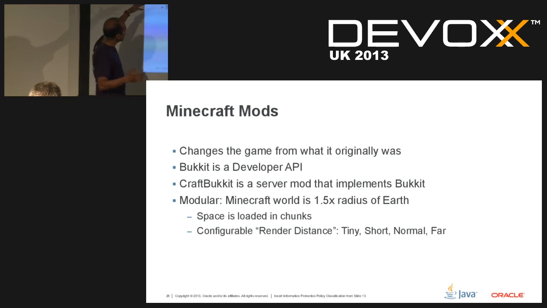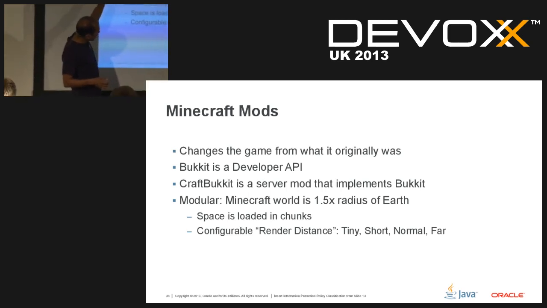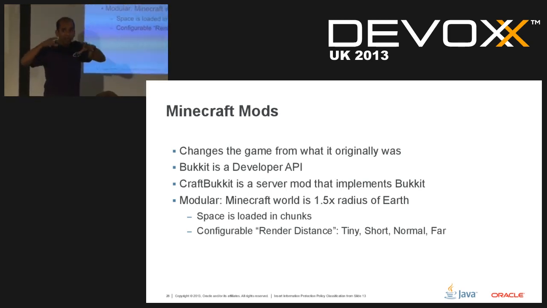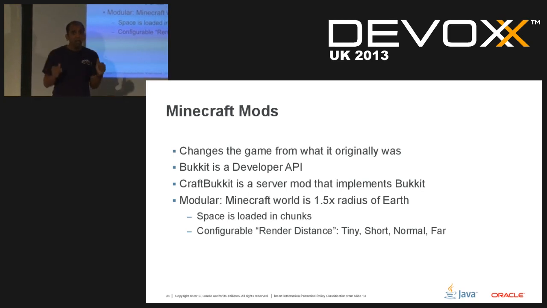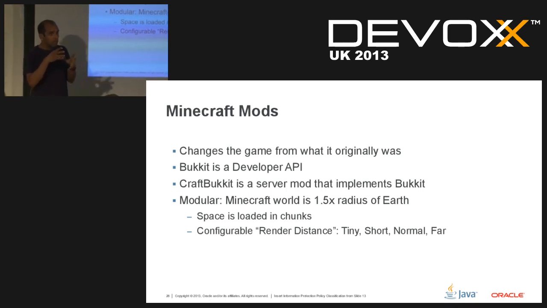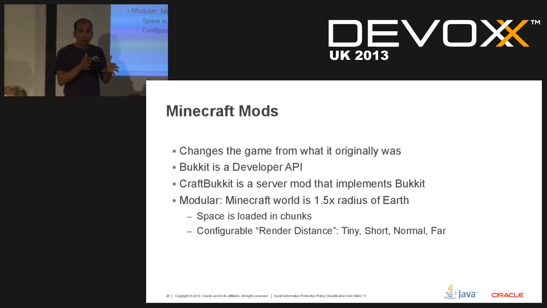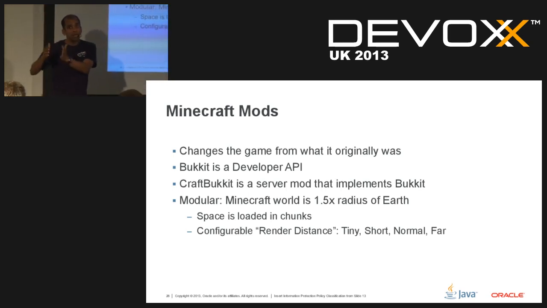Now, to give you an idea, Bucket is a developer API. CraftBucket is a server. Minecraft by itself is not moddable. So CraftBucket has built a Minecraft version which can be moddable. And then they release right along with Minecraft itself. So Minecraft is version 1.5. Similarly, CraftBucket is version 1.5. So you can download a compatible server and then write a mod around it.